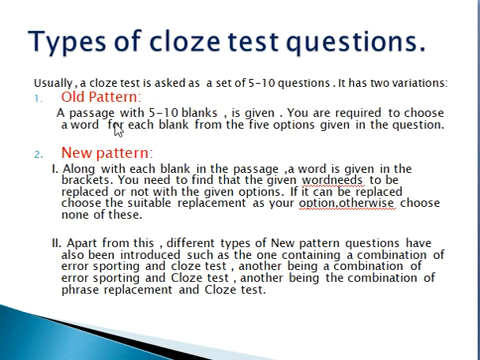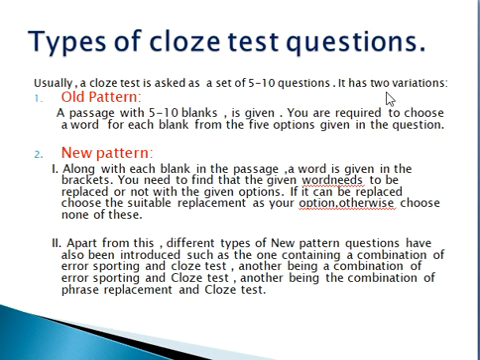In the old pattern, a passage with 5 to 10 blanks is given to you, and what you need to do is choose the word for each blank from the 5 options given in the question.